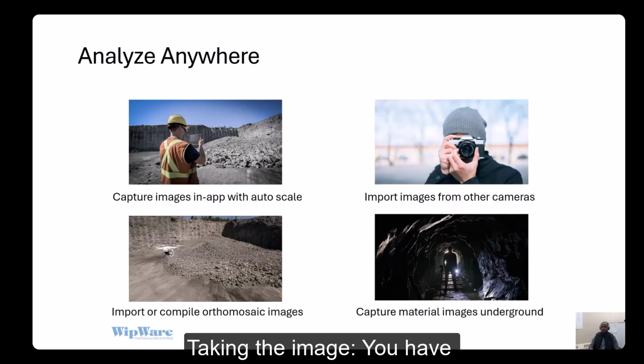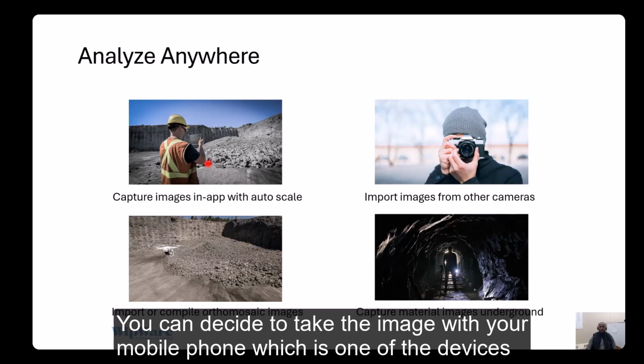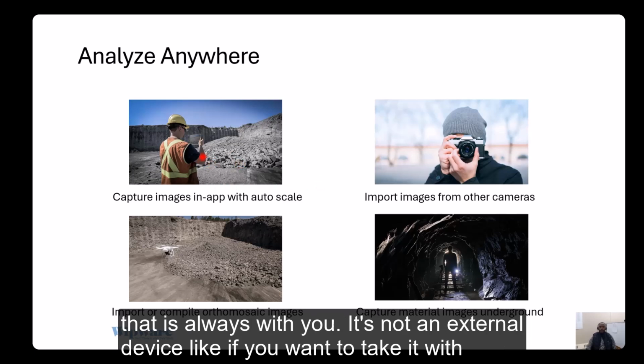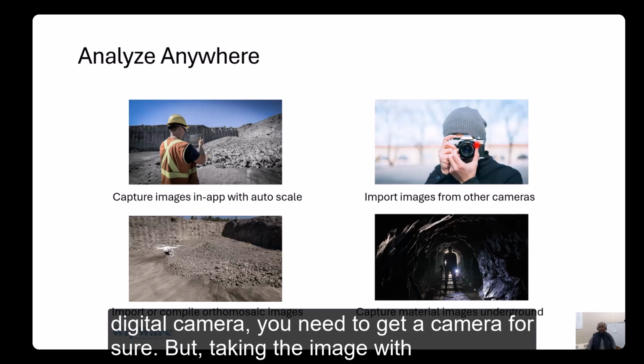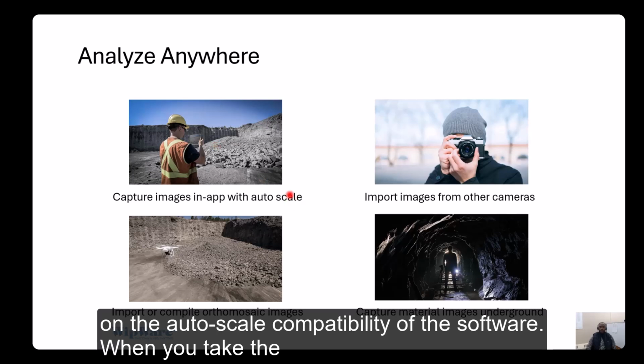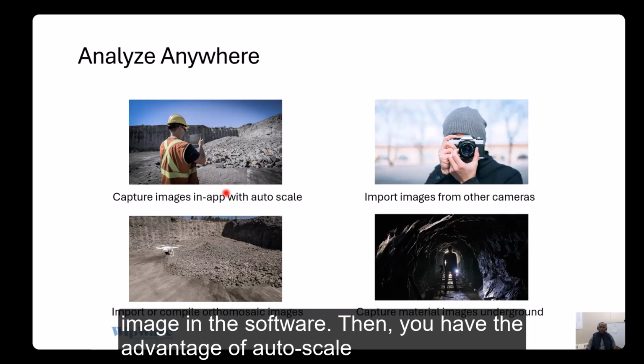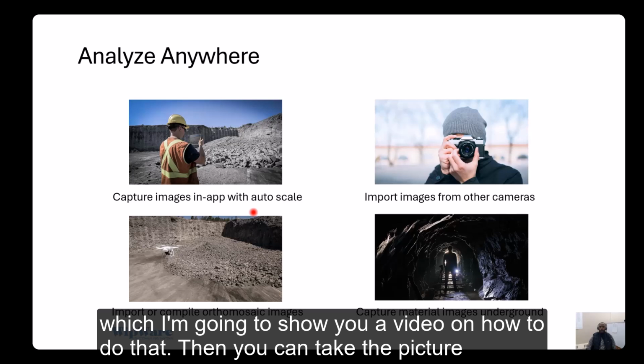After the blast, you have different ways by which you can take the image. You can decide to take the image with your mobile phone, which is one of the devices that is always with you. It's not an external device like a digital camera, where you need to get a camera for sure. But taking the image with your mobile phone has an additional advantage, which is leveraging the auto scale capability of the software. When you take the picture in the app, that is, you download the software on your mobile phone and you take the image in the software, then you have the advantage of auto scale, which I'm going to show you a video on how to do that.